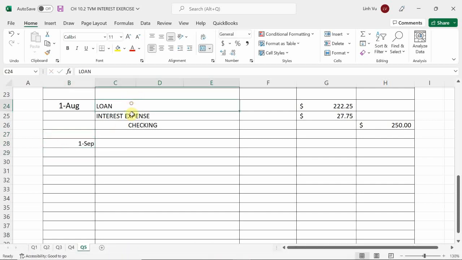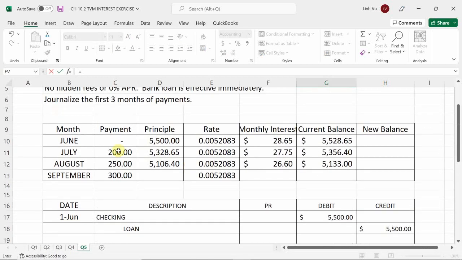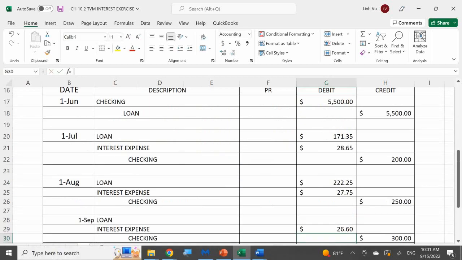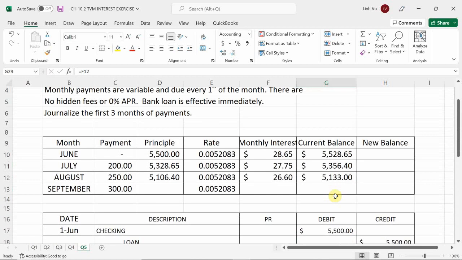Okay, so same thing. You're going to make a payment to your loan. You're going to make a payment to your interest. And you're going to make an actual payment. So in this case, if I'm going to pay $300 this time, right? How much was the interest that I collected for the month of August? $26.60. So how much money is actually going to go towards my principal? $273.40. Okay, $273.40.